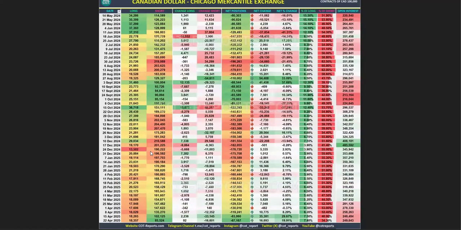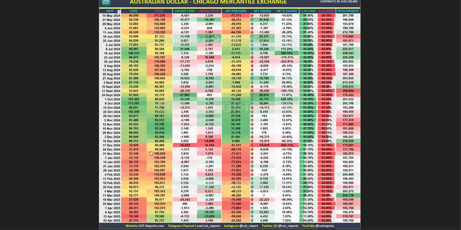Code report. Let's start with the Australian dollar. As of last week, they added a lot of positions, 7,000 positions, going from 58 to 54. This shows that buyers are becoming stronger in the market. Having that in mind, this shows that AUD is strong. AUD is now a strong pair to trade within this coming week.